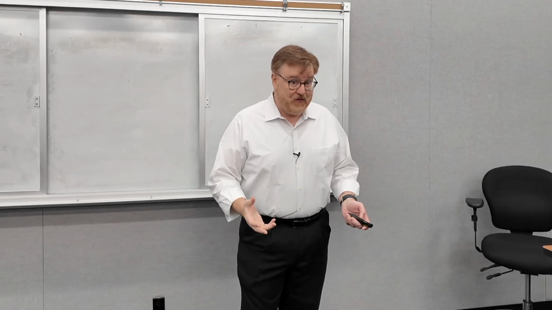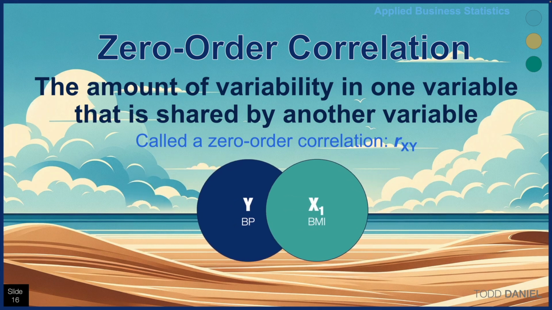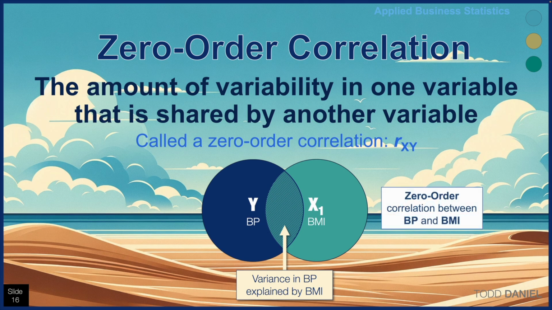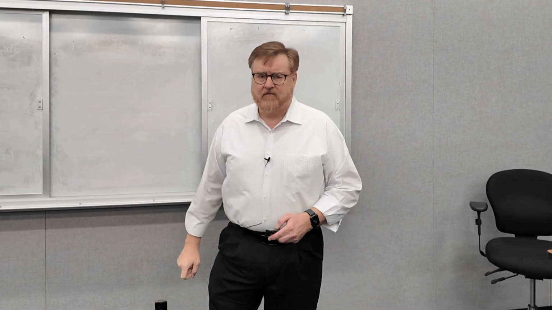So what I'm describing to you is the zero-order correlation between two variables. If I'm plotting blood pressure and BMI, the zero-order correlation is the amount of variability in one variable that is shared by the other variable. It's expressed in this Venn diagram as the amount of overlap. Here we see a moderate amount of overlap. If we wanted to depict something where there was a super strong relationship, maybe we have almost a complete overlap of those two circles. Regardless, it's that space in between of the amount of overlap that is the shared variability.